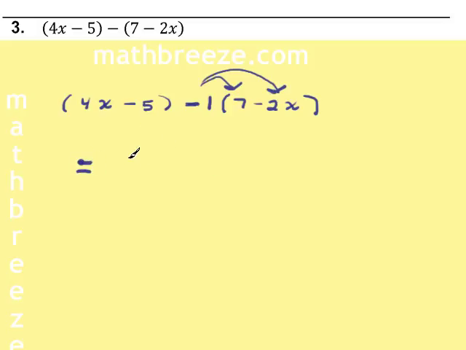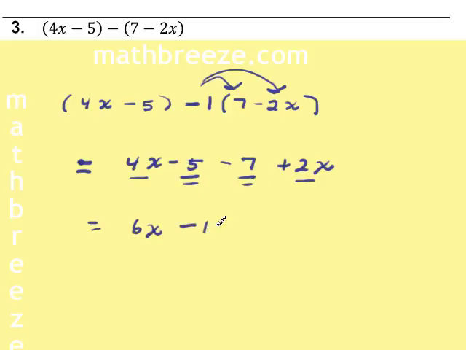All right, so we have 4x minus 5. Just drop the first set of parentheses. And for the second set, we have to multiply through by this minus 1. So this would be minus 7. And here we'd have plus 2x. All right, now let's combine the like terms. So we have 6x. And here we have a minus 5 and a minus 7. That's negative 12.